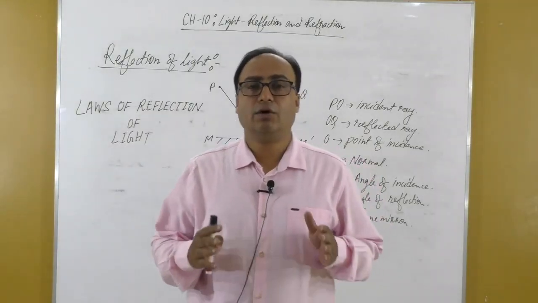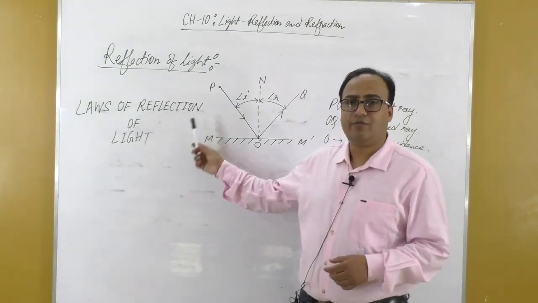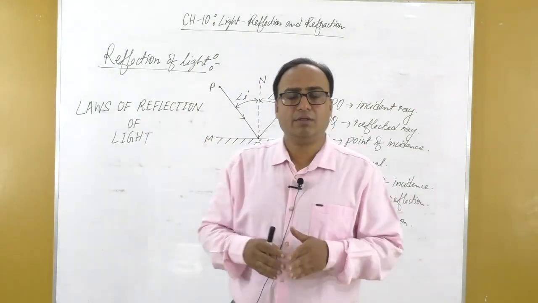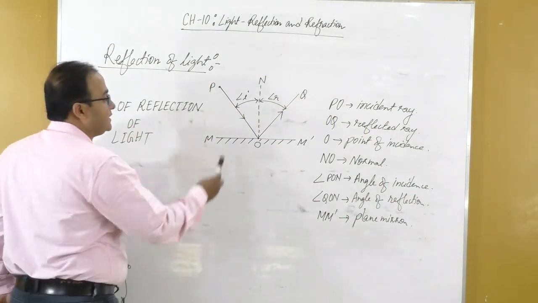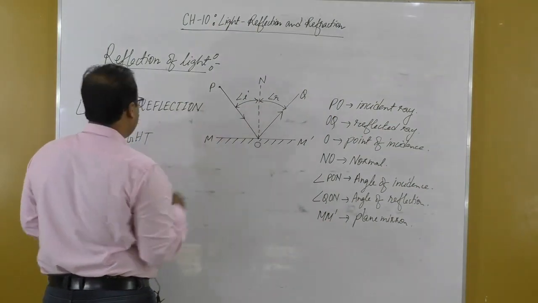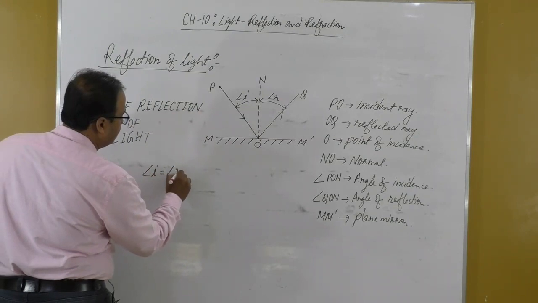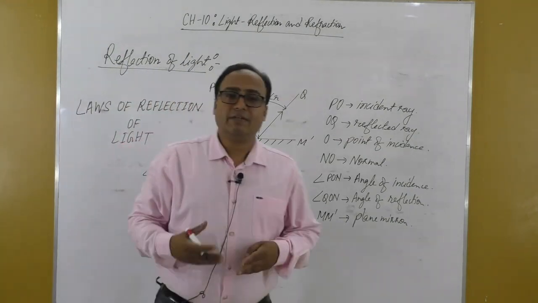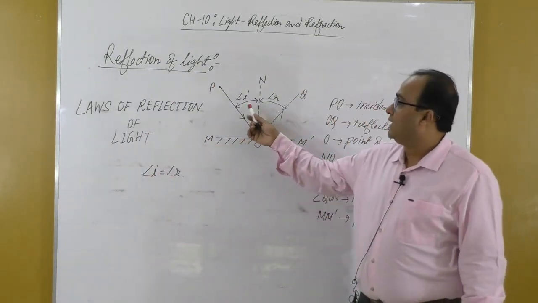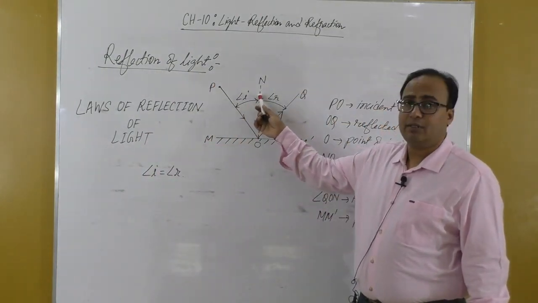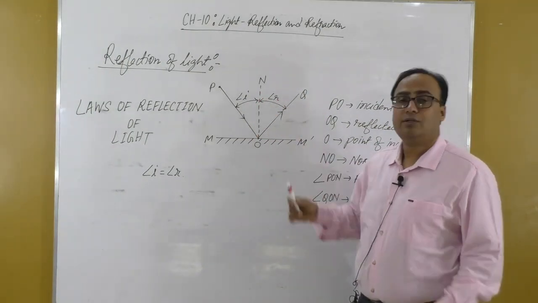Now we'll discuss laws of reflection of light. There are two important laws of reflection of light. And the first one, this angle of incidence is always equal to the angle of reflection. Angle I is always equal to the angle R. Whenever there is reflection of light, angle of incidence, that is angle between incident ray and normal, is always equal to the angle of reflection, that is angle between reflected ray and normal.